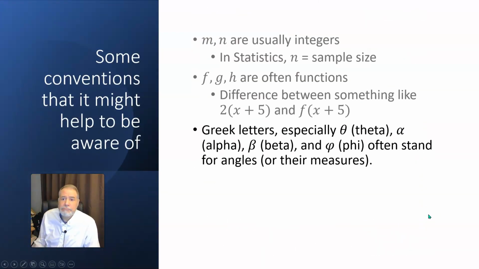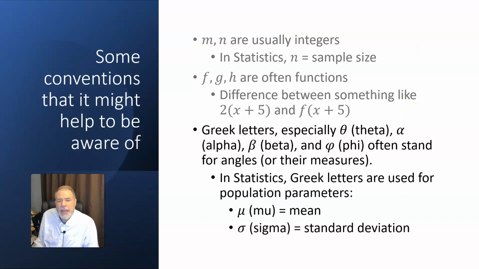Greek letters, especially theta and alpha and beta and phi, often stand for angles or their measures. And then in statistics, Greek letters are used for population parameters, like mu, the mean, or sigma, the standard deviation of a whole population, as opposed to just a sample.